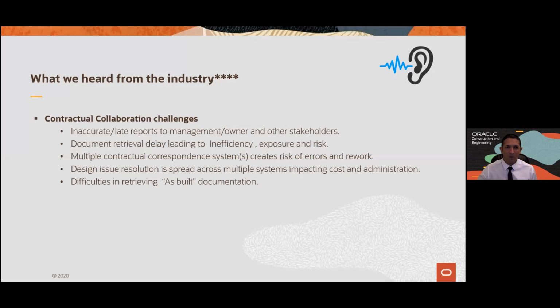We also need to be able to retrieve those documents accurately, to avoid litigation and all the problems we know in construction. And we also want to solve the issue of multiple contractual correspondence systems, because that creates a risk of errors and rework. If you use email, for instance, to send a change request, and another organization uses a different system, you could miss that email, or you may not be able to track it easily.